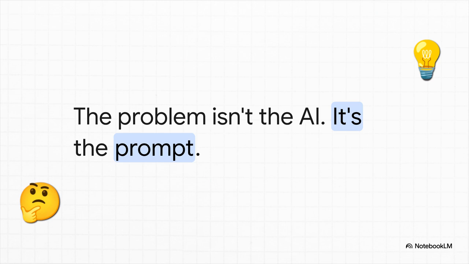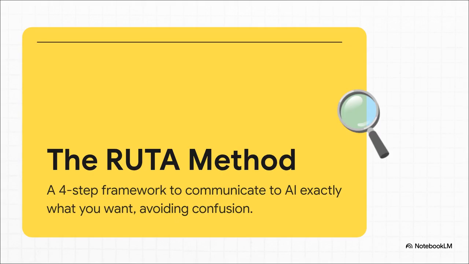The source material we're digging into today makes a really strong case that the secret to getting better, more strategic, and genuinely useful results, it all comes down to how we ask. It's all about the prompt. And to do that, there's a brilliant framework called the RUTA Method, R-U-T-A. And that name is just perfect because ruta literally means route or path in Spanish. So think of this as your personal map to getting exactly what you need from any AI you're working with.